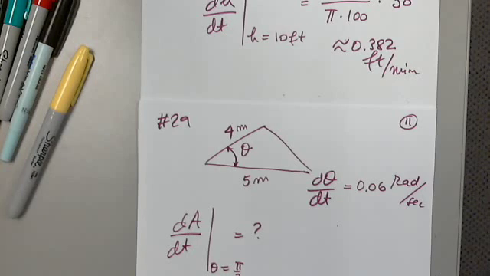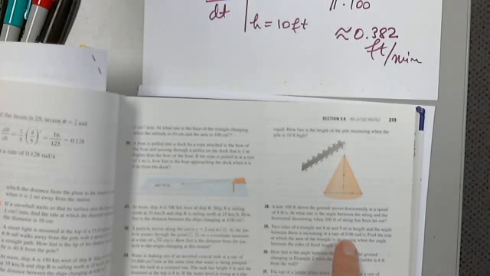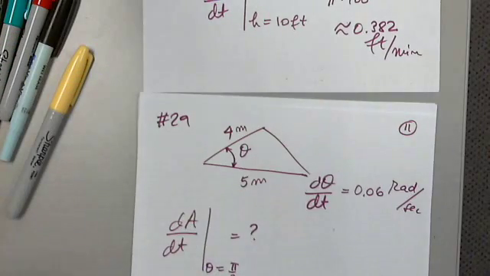Let's read the problem. I think it's not very clear to all. Two sides of a triangle are 4 and 5 in length, and the angle between them is increasing at a certain rate. Find the rate at which the area of the triangle is increasing when the angle is a given value.